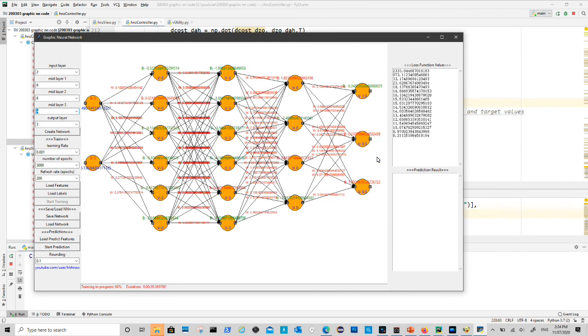The core logic of a neural network is completed, and in the next video we will learn how to save and load networks so we can reuse them for prediction.